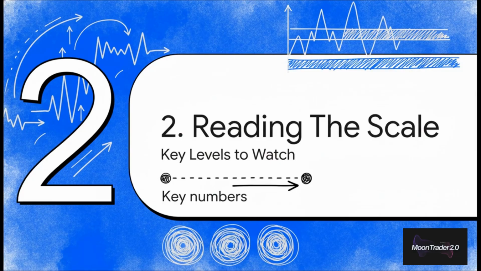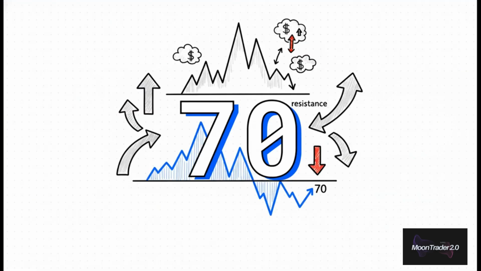All right, so we've got this scale, 0 to 100. Super simple, but how do you actually read it? Well, it all boils down to three key numbers you need to watch. First up, we have 70. When the RSI line climbs above this magic number, we call that overbought. It's a hint that the buyers might have gotten a little too excited, the price has moved up too far, too fast, and it could be due for a breather.